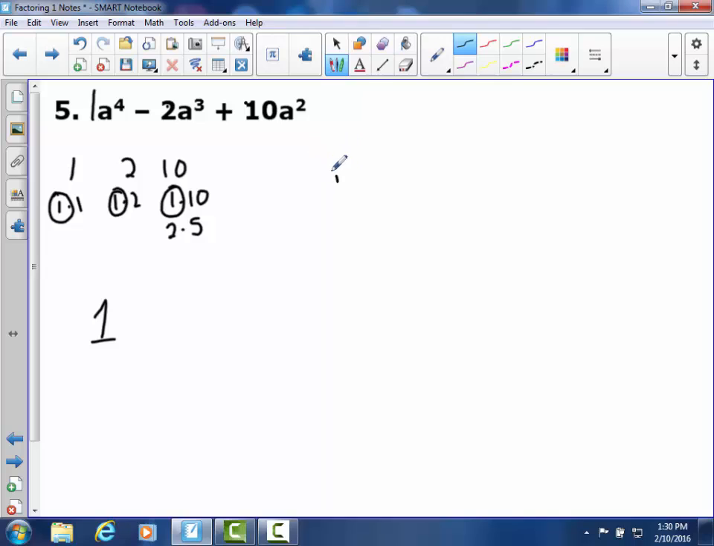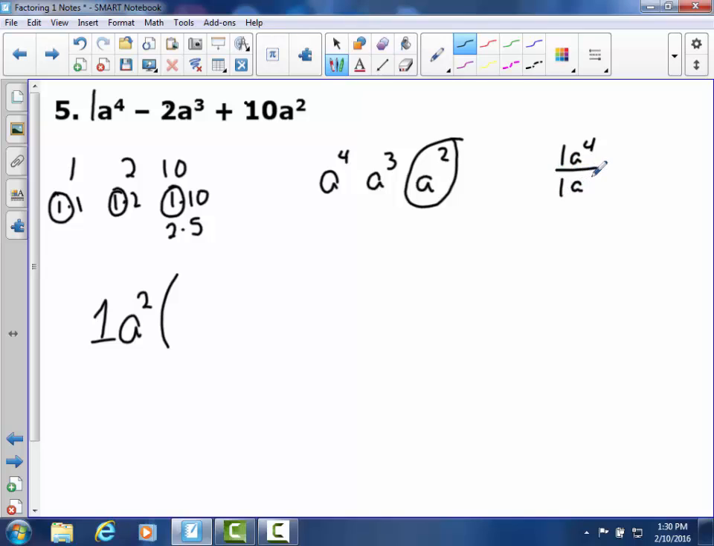All right, and then my variables are a to the fourth, a to the third, and a to the second. Since a to the second is the smallest, that's going to be our GCF. So 1a squared. Okay. So now we divide. So we had 1a to the fourth divided by 1a squared. 1 divided by 1 is still 1. 4 take away 2 is 2. So that'll simply be a squared.